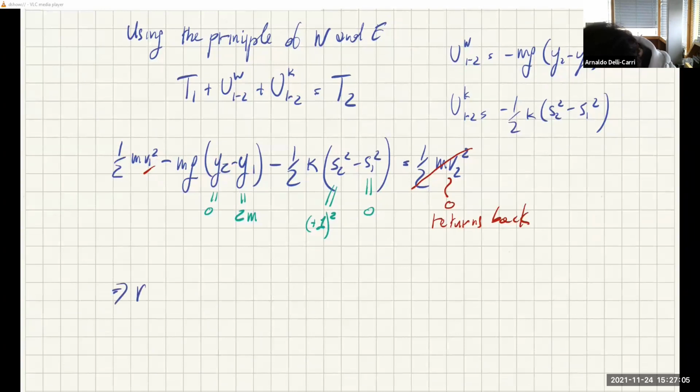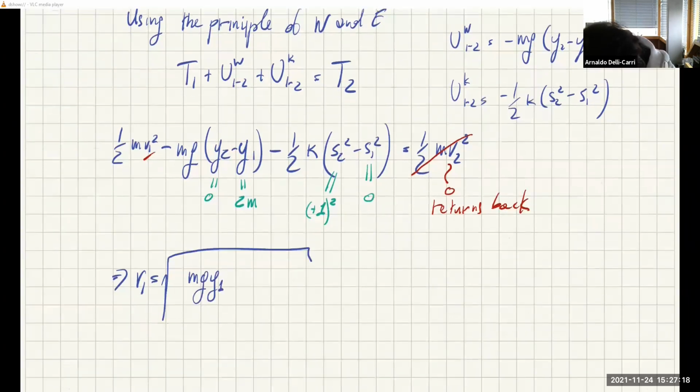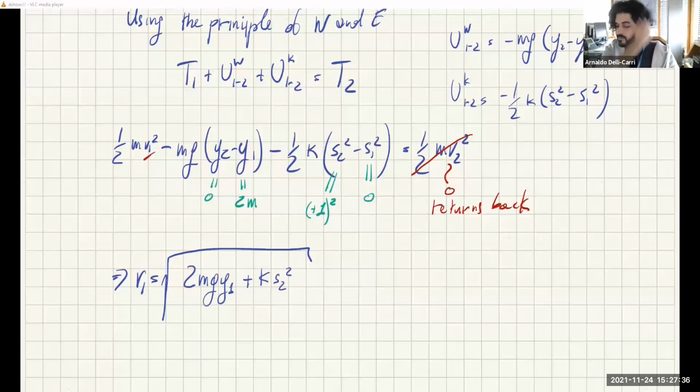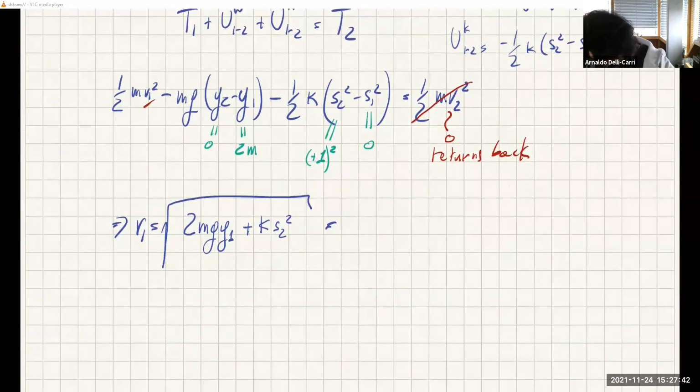So solving this, we have that v1 is the square root of mg y1, because this is 0, so I will not, and it's 2mg y1 plus k s2 squared. There you go. This should be the final result. And this should be also 7.79 meters per second.